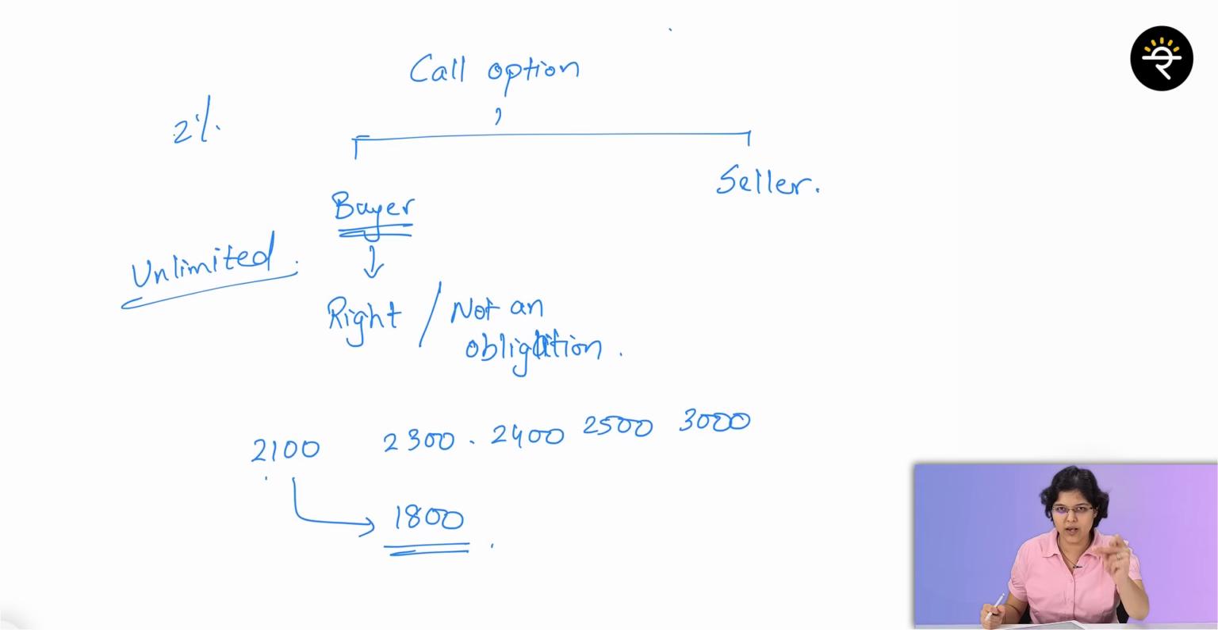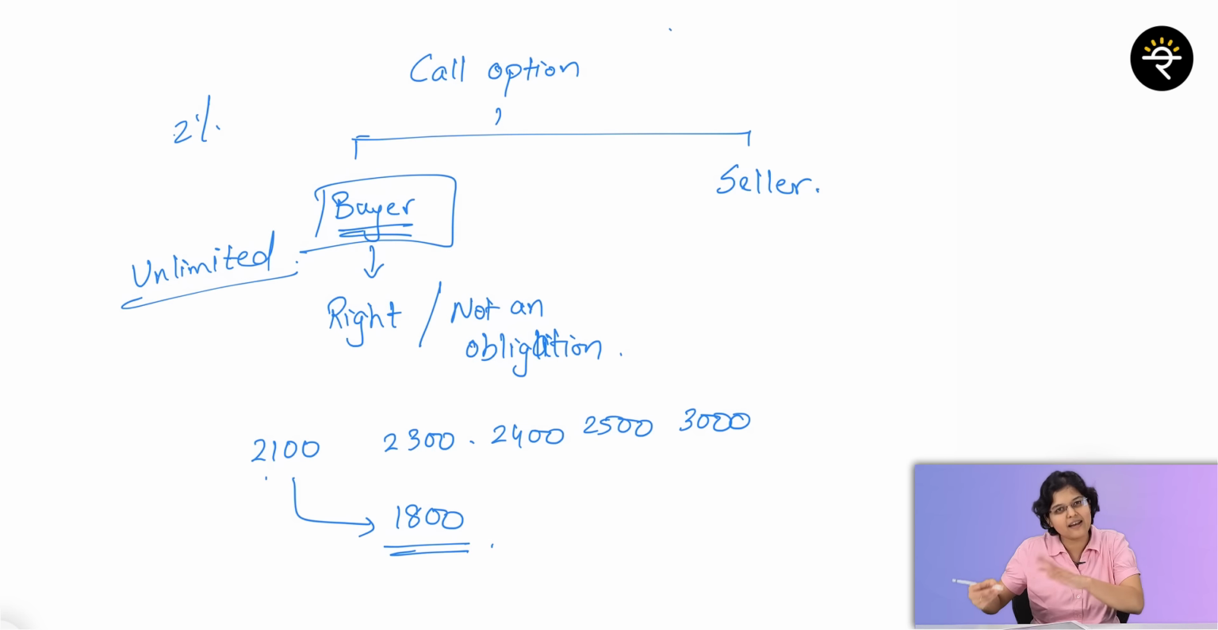So in simple words, quickly tell me, for a call buyer, how much is the profit? Profit is unlimited. And how much is the loss? Loss is limited. Limited to how much? Limited to the premium paid. Is this absolutely okay? Say yes. Yes. Okay. That was only about the call buyer.